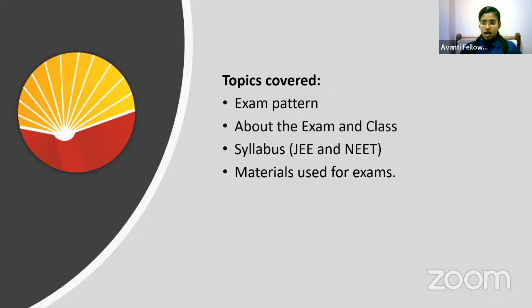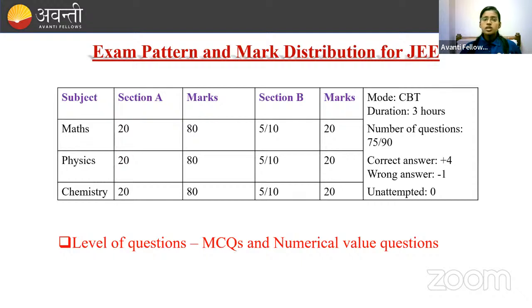So let's start with the exam pattern and the mark distribution for JEE. The JEE examination contains three subjects, as you all know: maths, physics, and chemistry. It contains two sections, section A and section B. In all the subjects, section A has 20 questions, which consist of 80 marks, and section B consists of 10 questions, out of which you have to attend only 5. So totally you are going to attend 25 questions from each subject.